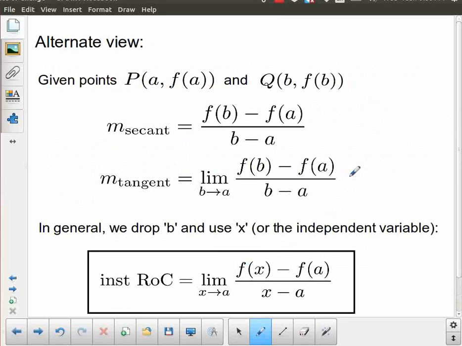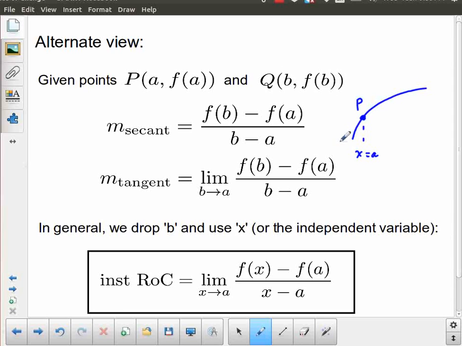Now there's another way that we can think about this, and I want you to understand that it is exactly the same as what we just talked about. It's just packaging it a little bit differently. So let's go back again to that same idea. Let's imagine we've got a curve and we want to know the slope at a point. That is my x equals a. So that would be the point P.